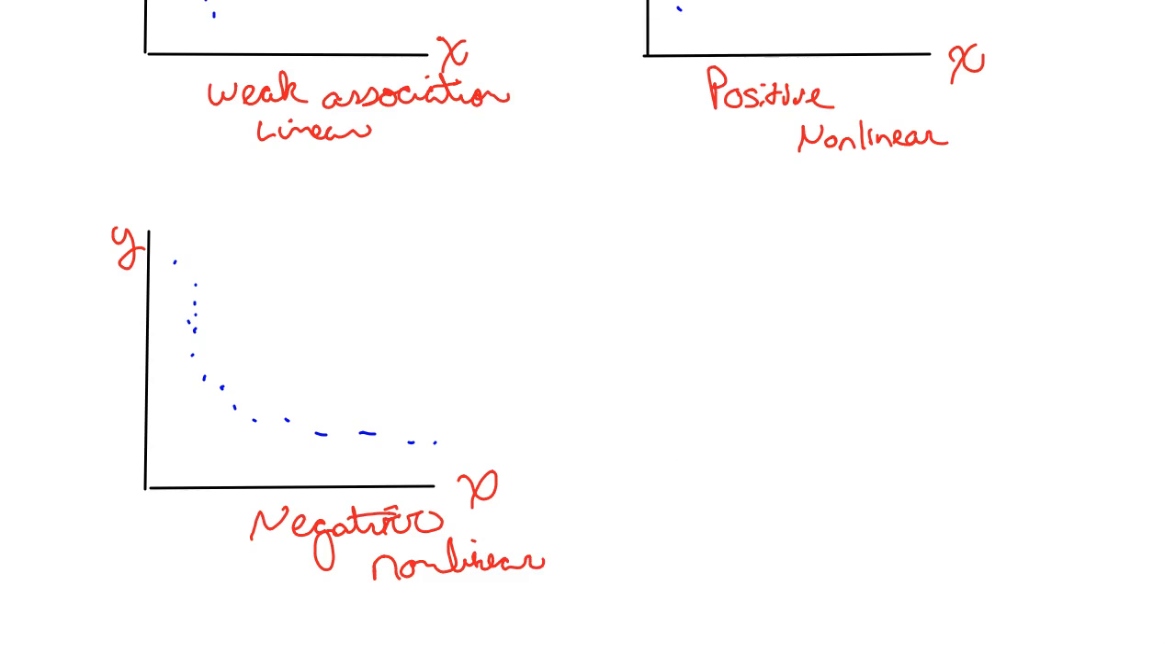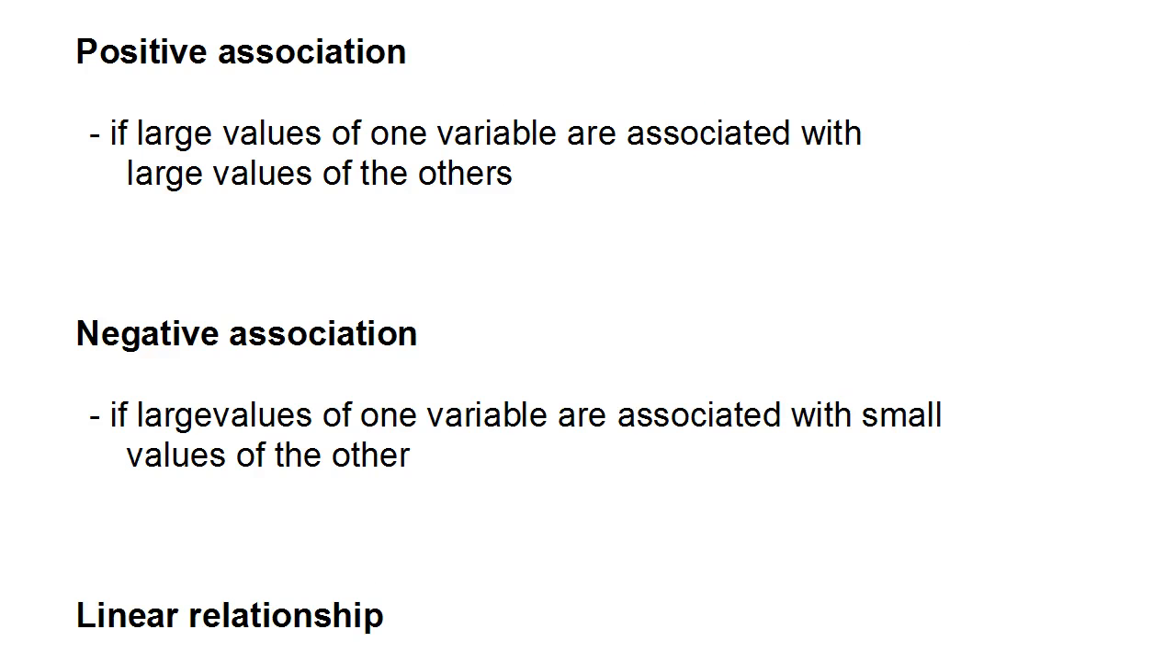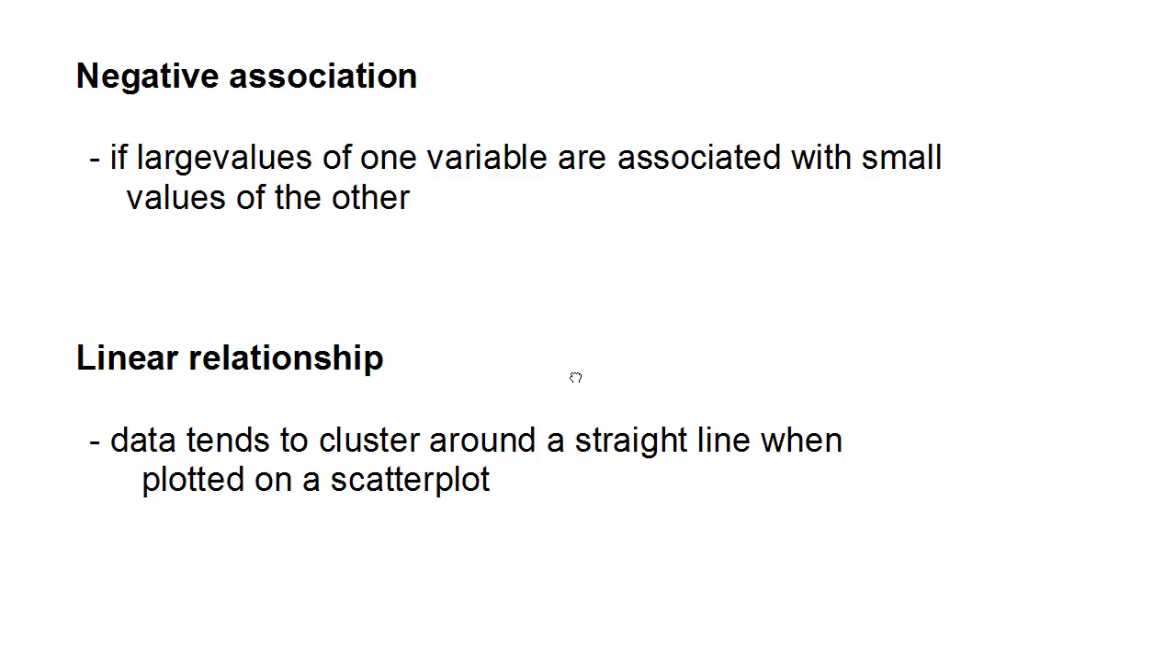And so where we're looking at these, a positive association is whenever we have large values of one variable associated with large values of another variable. So again, the smaller values associate with each other and the larger values associate with each other. The opposite is true whenever we're looking at negative. So if the large values of one variable are associated with the small values of another, that's what makes it decrease. And it's that linear relationship if it tends to cluster around a straight line.